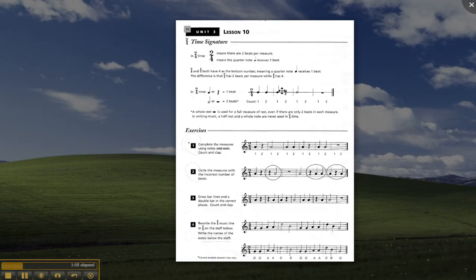This is lesson 10. Lesson 10 was about 2/4 time. The 2 means that there are 2 beats in a measure. The quarter note receives the beat. Remember that a whole rest is a full measure of rest, no matter how many beats there are. Okay, so there's some more information if you need a review about 2/4.